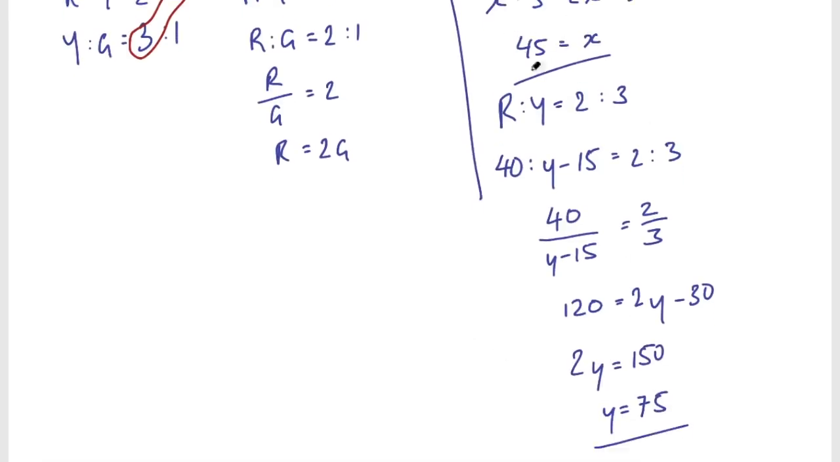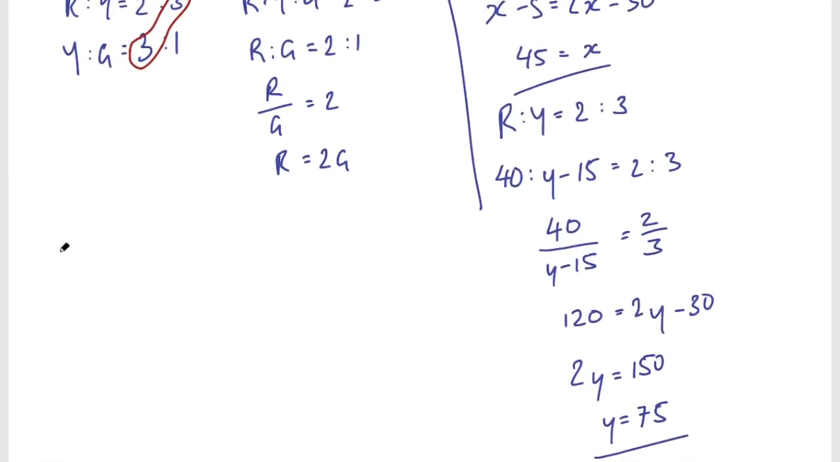So I had 45 red and green sweets and 75 yellow sweets. I can add those up. So 45 red sweets plus 45 green sweets plus 75 yellow sweets. That adds up to 165.